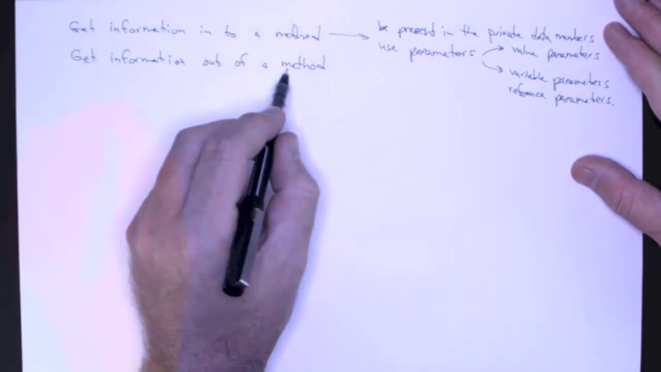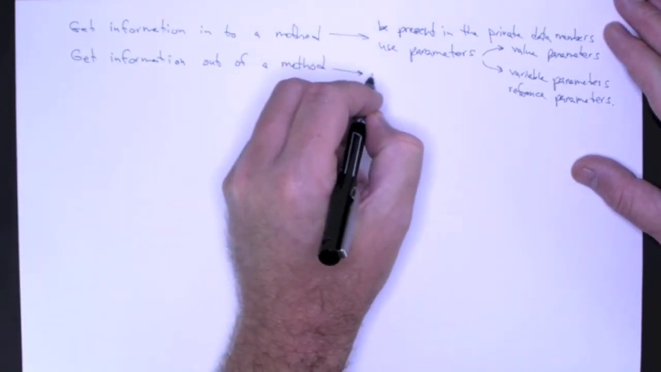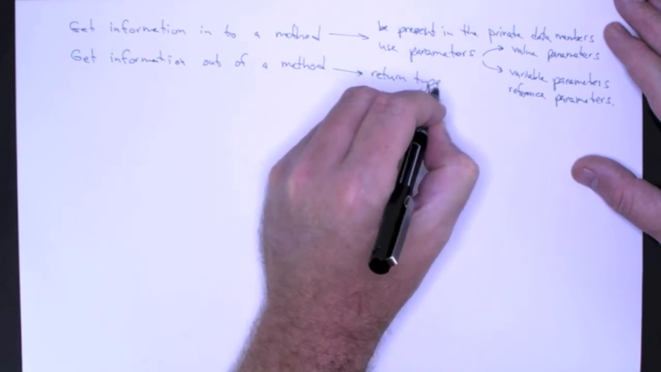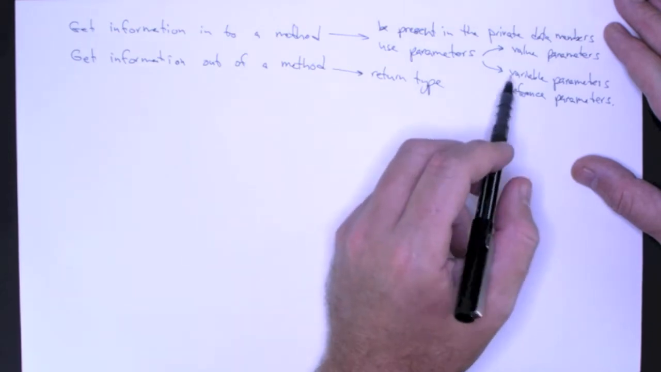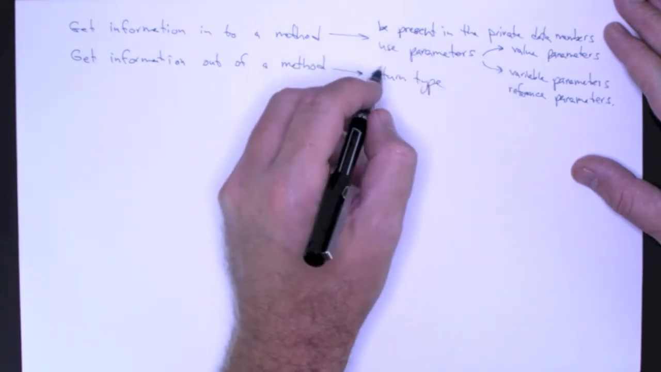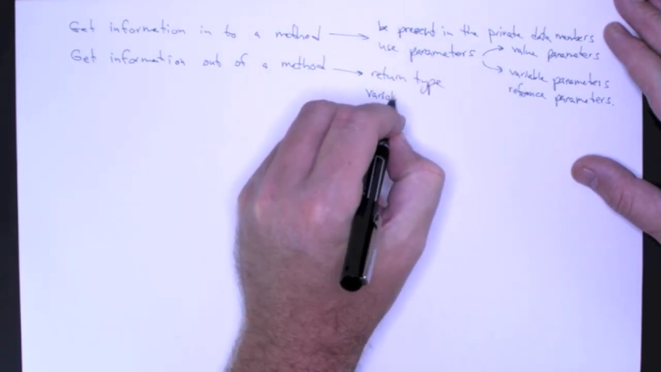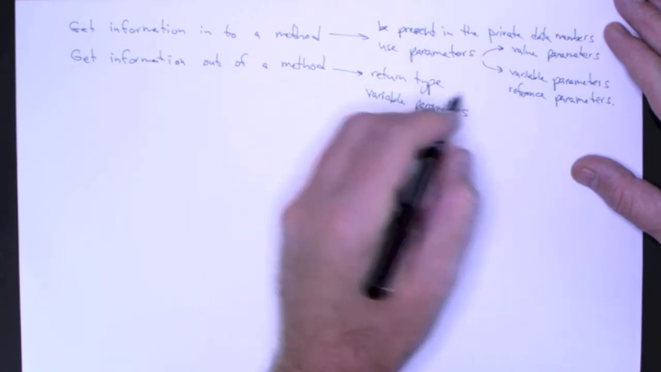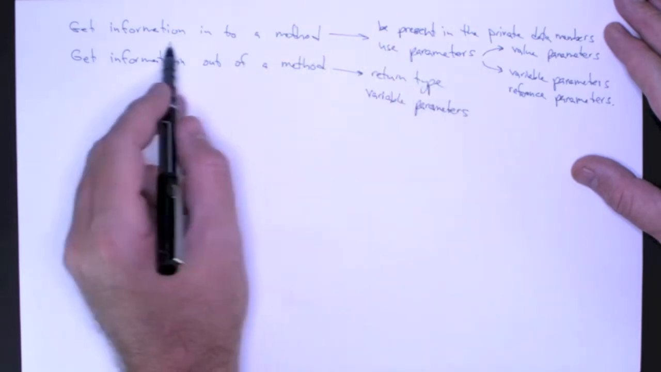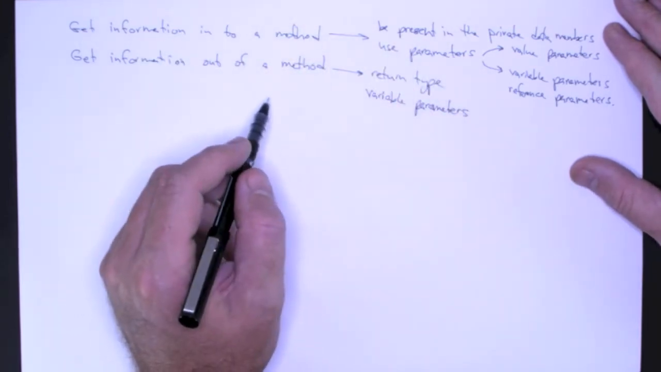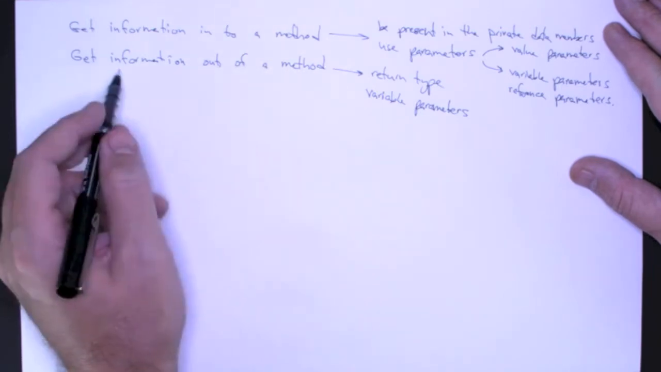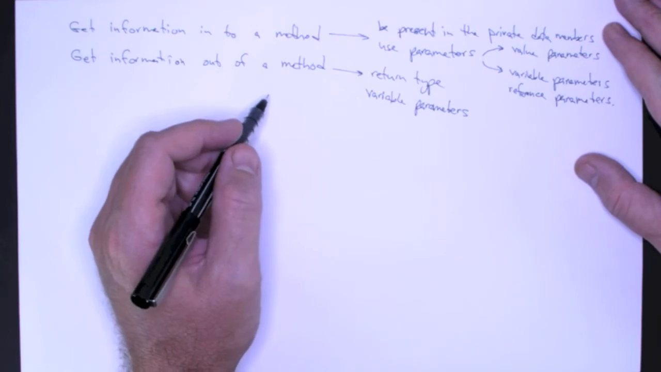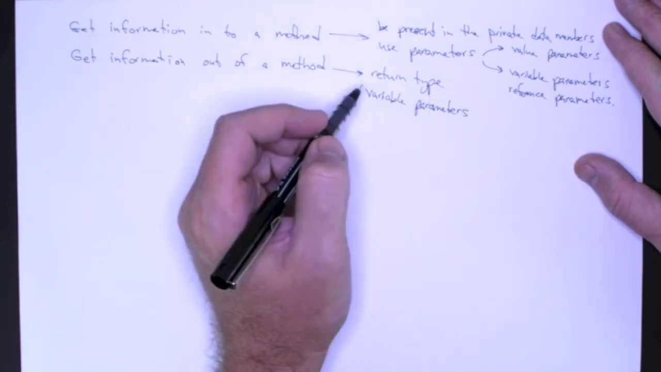So then how do we get information out of a method? Well, one way is through the return type. And then the other way is by using variable parameters. So variable parameters can be used both for input and for output. And then sometimes methods will just store information in the private data members, so there may be no return type.